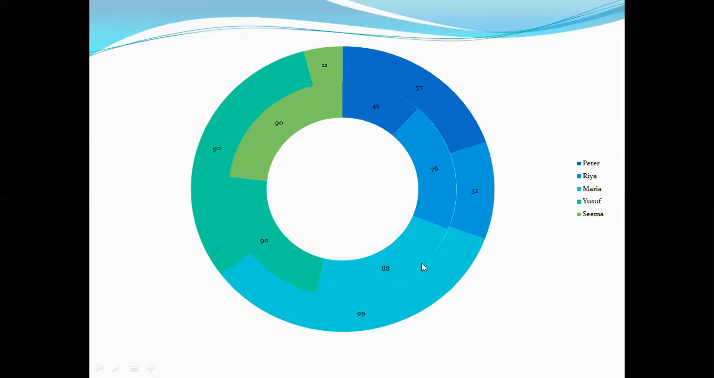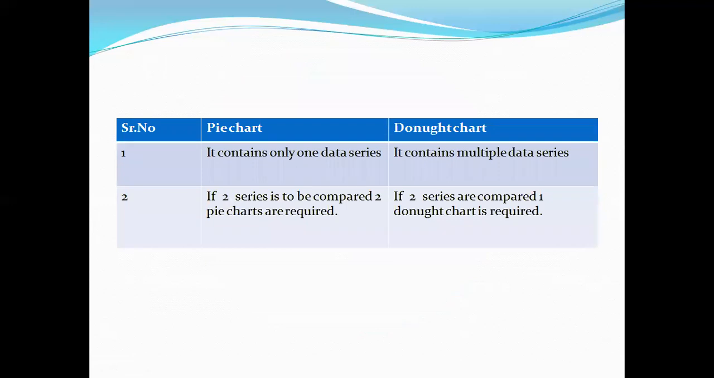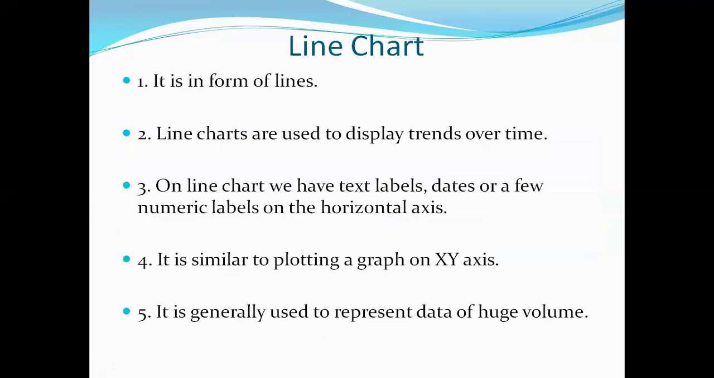Okay, so I can have multiple data series here, while in a pie chart I cannot, and that is the difference between pie chart and donut chart. One contains only one data series, the other contains multiple data series. If two series are to be compared, two pie charts are required. So if I want to compare two series, I would require two pie charts. But in a donut chart, if I want to compare two series, one donut chart is sufficient. Okay, so these are the differences.